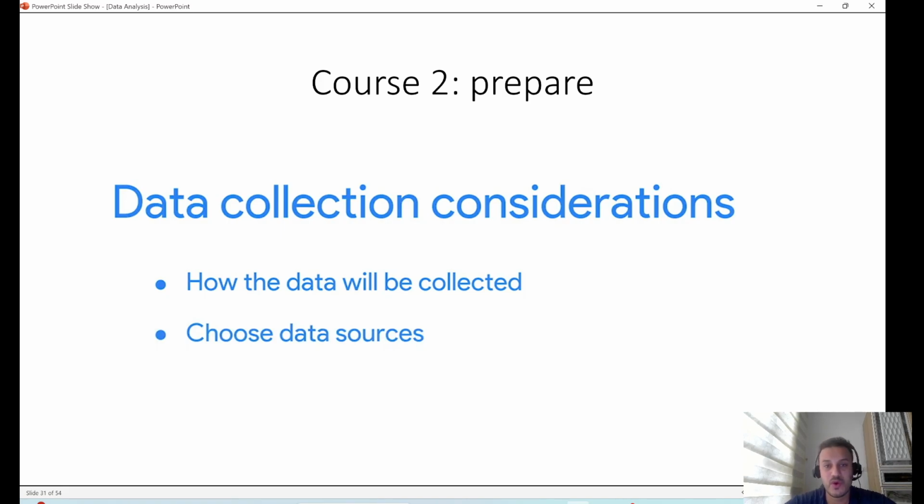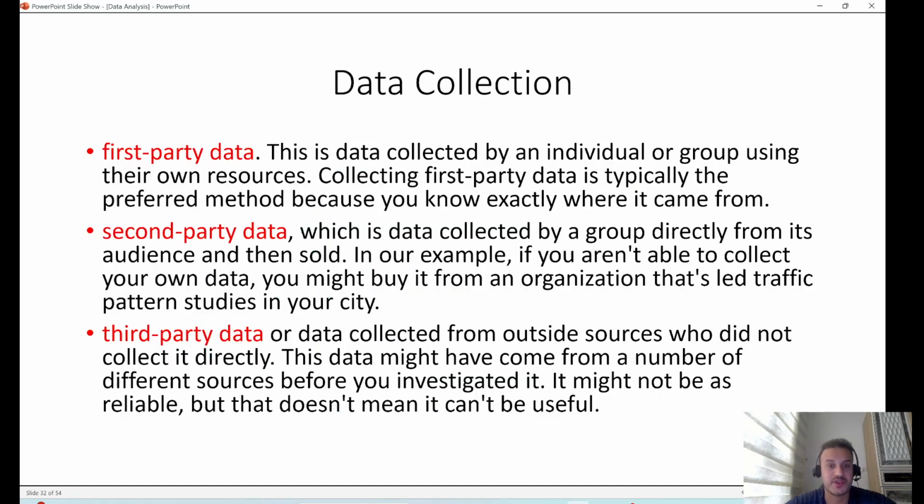Understand the basics before we move to the spreadsheet, SQL and our programming language. It's better to understand the basics first. So where's the data collection? Where's the first party data? What is first party data, second party data, third party data?